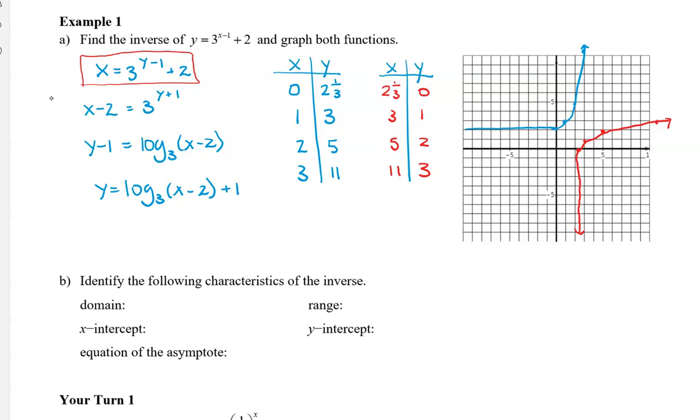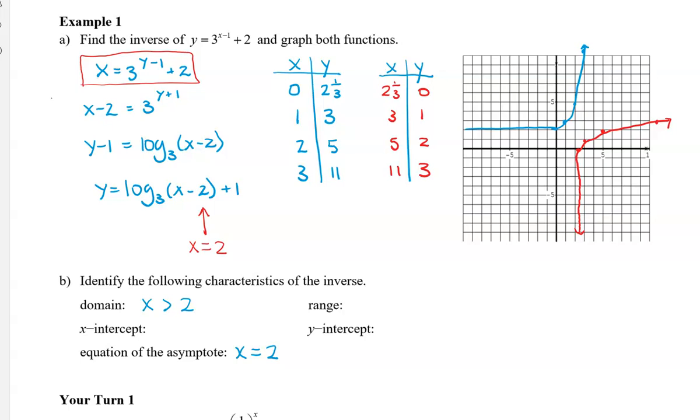Part B here says to identify the following characteristics of the inverse. For the domain, we can see that it's approaching this value right here. So the domain is x is greater than 2. And we can see from the graph that the asymptote is x equals 2. Now you can actually get the asymptote from this value right here. Recall that the number that we're logging actually has to be a positive number. So this is where the asymptote is, x equals 2.